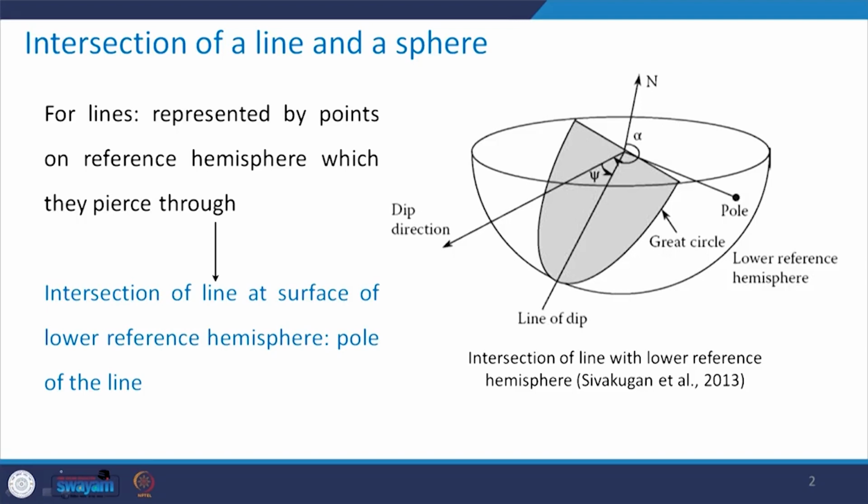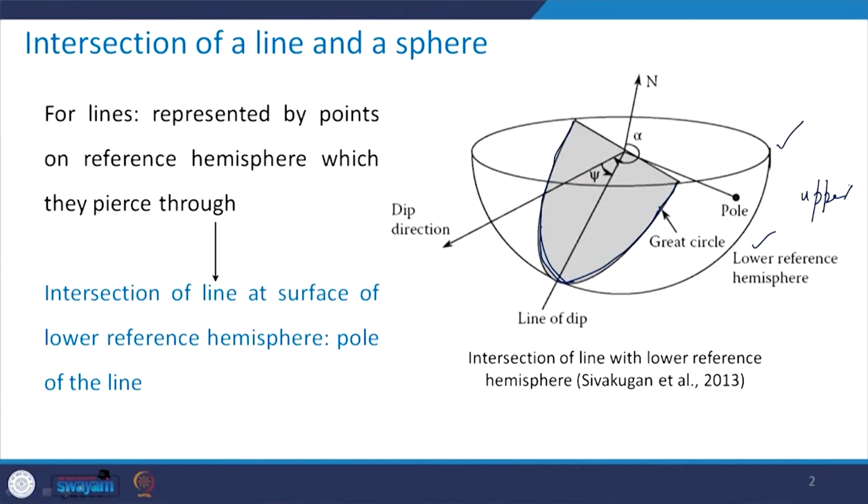So, as you can see, and connecting it with our discussion in the previous class, this is the figure we had in the previous class, where this shaded plane is showing the great circle, a plane and its intersection with that sphere. And we saw in the previous class that both the lower hemisphere as well as the upper hemisphere represent the same information. We will be using the lower reference hemisphere only.